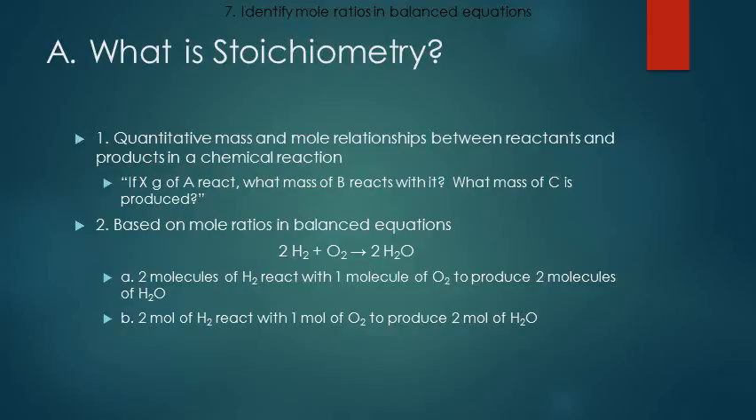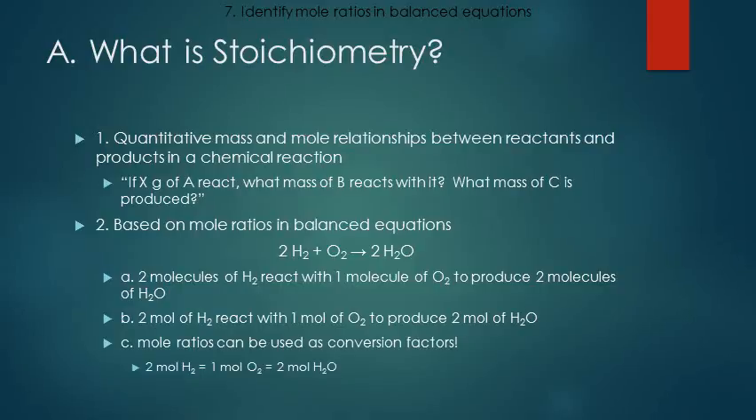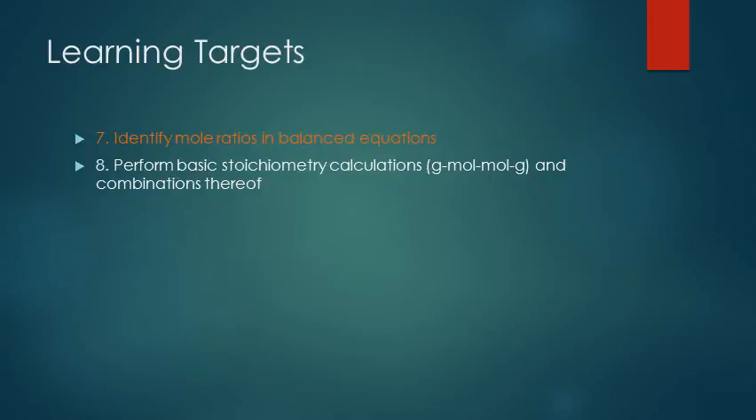Now, why this is important to us is that these mole ratios can be used as a conversion factor. So for example, we could just set all of these coefficients equal to each other. We could say 2 moles of hydrogen would equal 1 mole of oxygen, which would also equal 2 moles of water. And as we know, conversion factors are simply fractions or ratios that are equal to 1. So if I divide one of these by the other, it would be equal to 1 because they're all equal to each other. So those would be used as conversion factors.